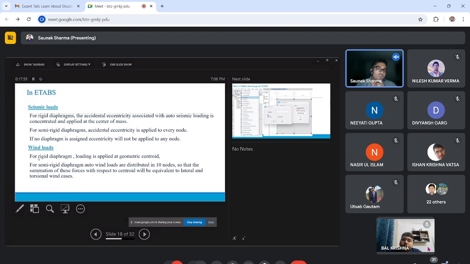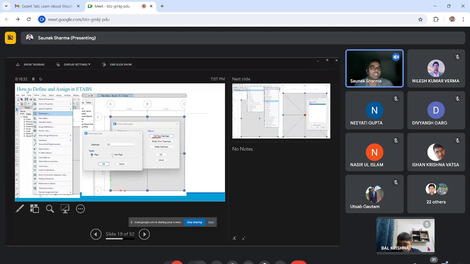Now, for wind load, for a rigid diaphragm, loading is applied at the geometric center of mass. For a semi-rigid diaphragm, for wind load, it is a little bit different. It is distributed to 10 nodes. ETABS itself finds the appropriate 10 nodes so that the summation of these forces with respect to the centroid will be equivalent to the lateral and torsional wind case. So, in rigid and semi-rigid, ETABS does such things for seismic and wind load.